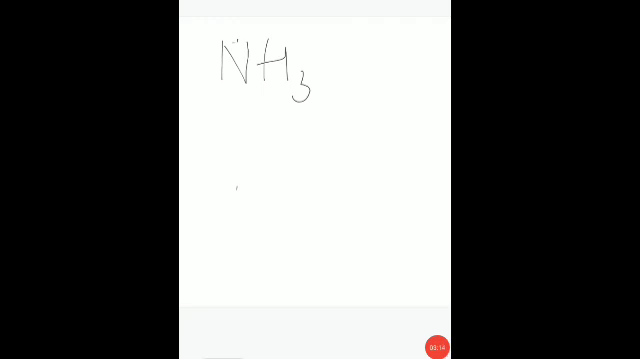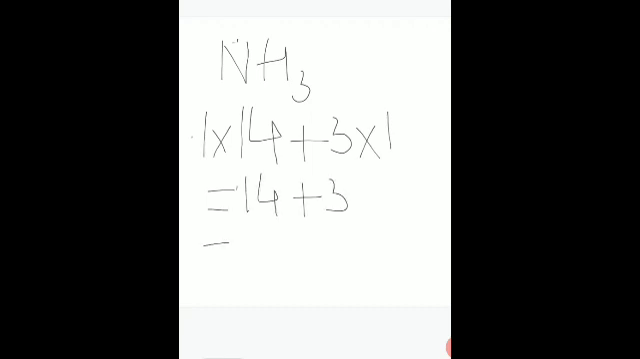So how will you calculate the molecular mass of ammonia? You know the atomic mass of nitrogen is 14, and only one atom of nitrogen is there, plus 3 atoms of hydrogen, each with mass 1. So that is 14 plus 3, which is equal to 17 AMU. So practice this also. Is it clear?